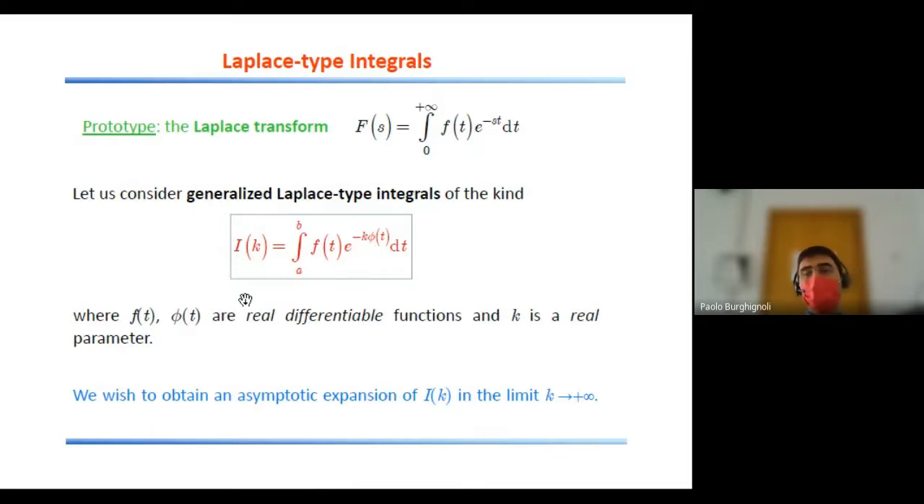Both must be sufficiently smooth. We will be more precise later. Whereas k, the large parameter, is for the moment a real positive parameter that we will make tend to plus infinity. This integral is, of course, a function of k. So the left-hand side is indicated as a function I of the large parameter k.